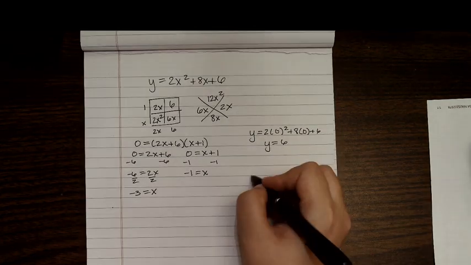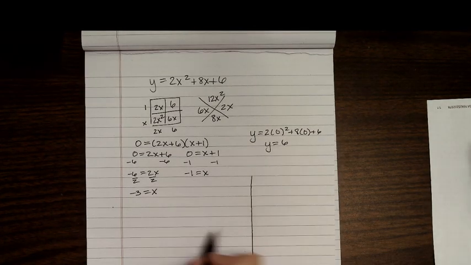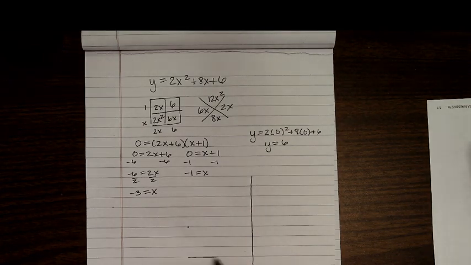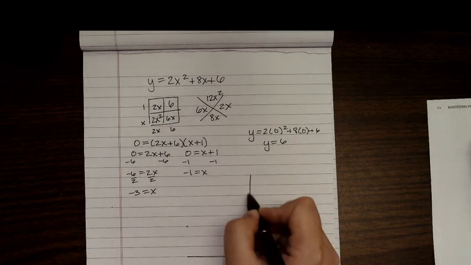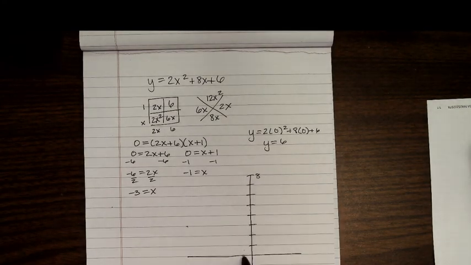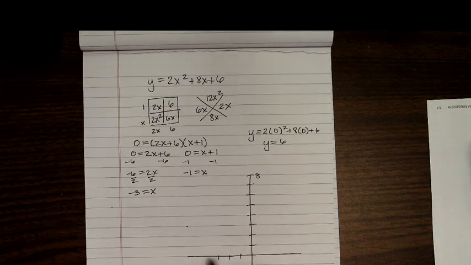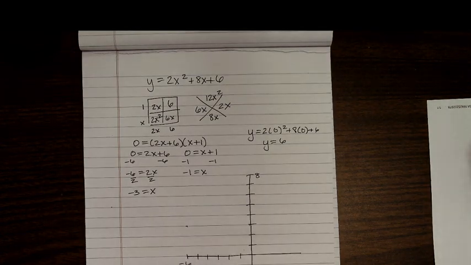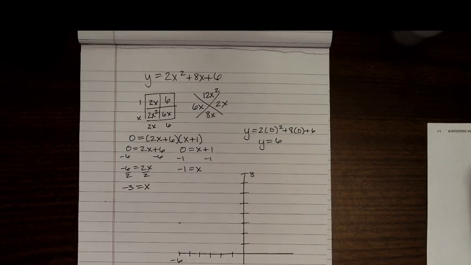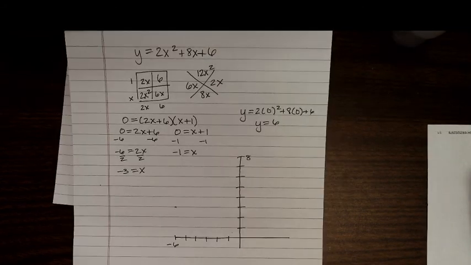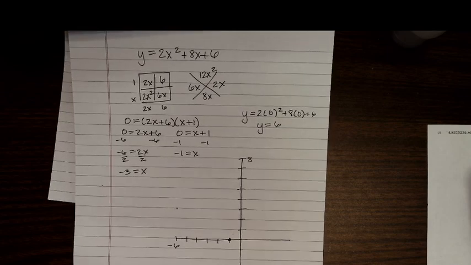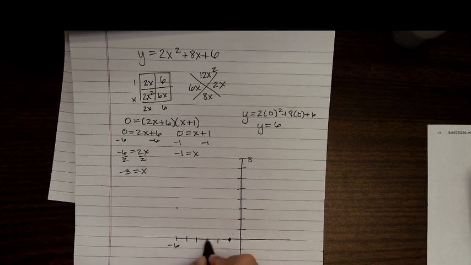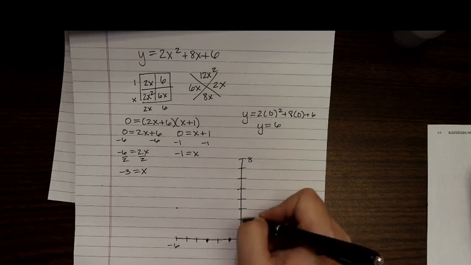So now we're going to make our sketch. Okay, I'm going to plot my x-intercept of -1 and my x-intercept of -3 and my y-intercept of 6.